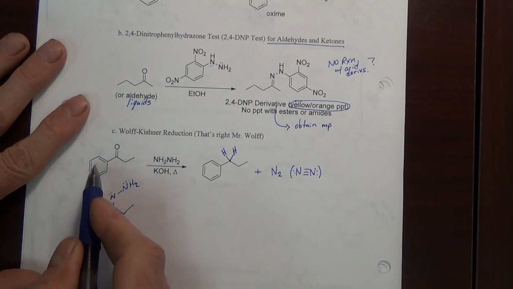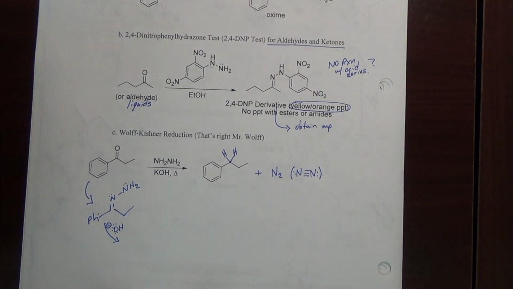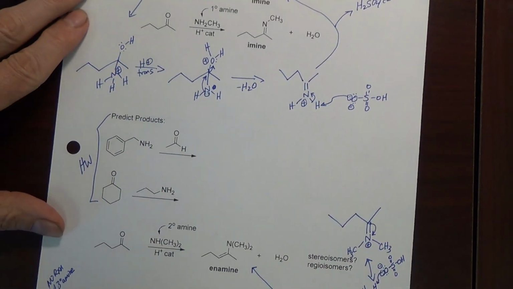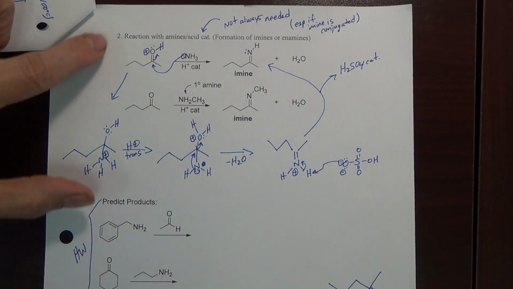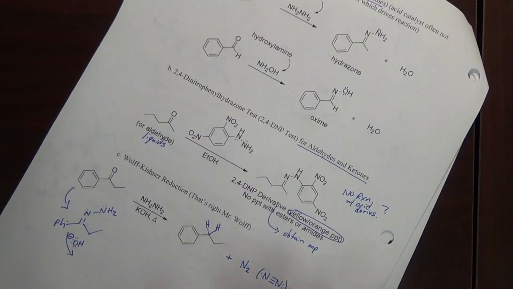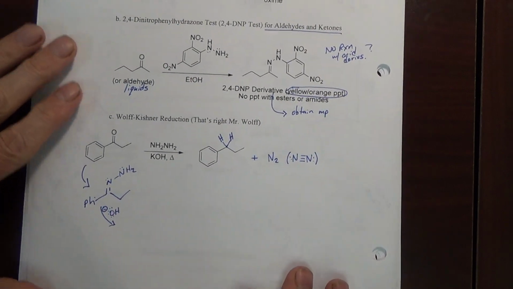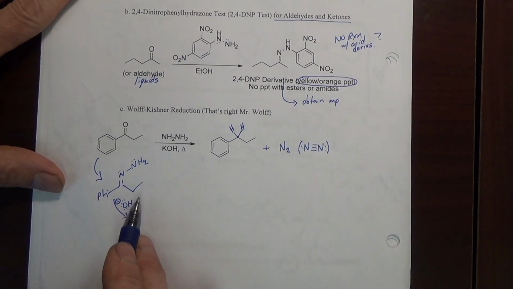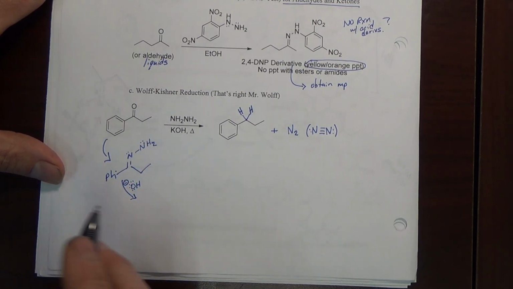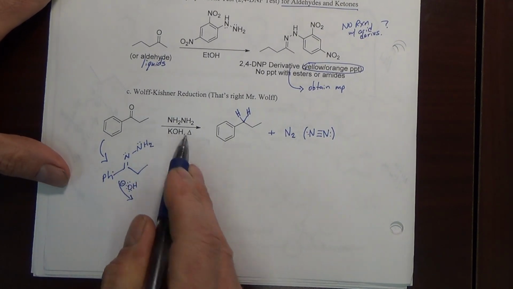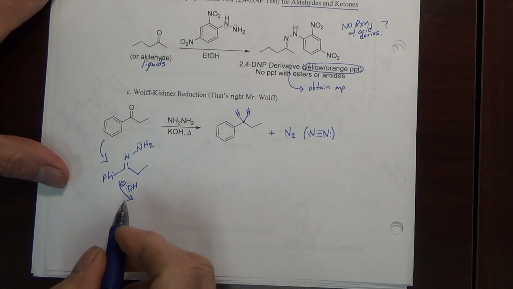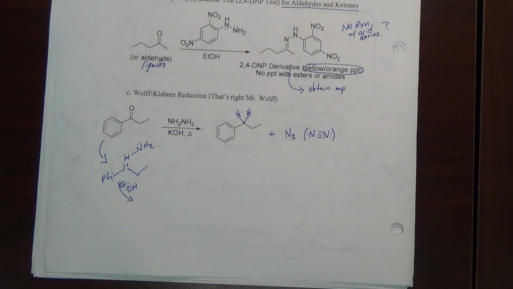Now, I'm not going to show the full mechanism here. We've already looked at the mechanism for forming an imine, except there we used acid catalyst. Over here, there is no acid catalyst. But here's your hydrazone that would form. From there, the hydroxide becomes important, and we can pick up the mechanism here.